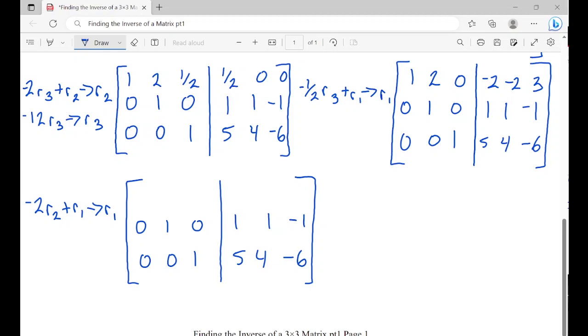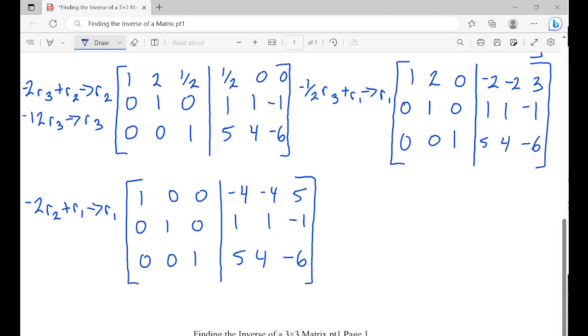And now 0 and 1 is going to give me 1. Negative 2 times 1 is negative 2, plus 2 is 0. 0 plus 0 is 0. Negative 2 times 1 plus negative 2 is negative 4. Negative 2 times 1 plus negative 2 is negative 4. And then negative 2 times negative 1 plus 3 is going to give me 5.